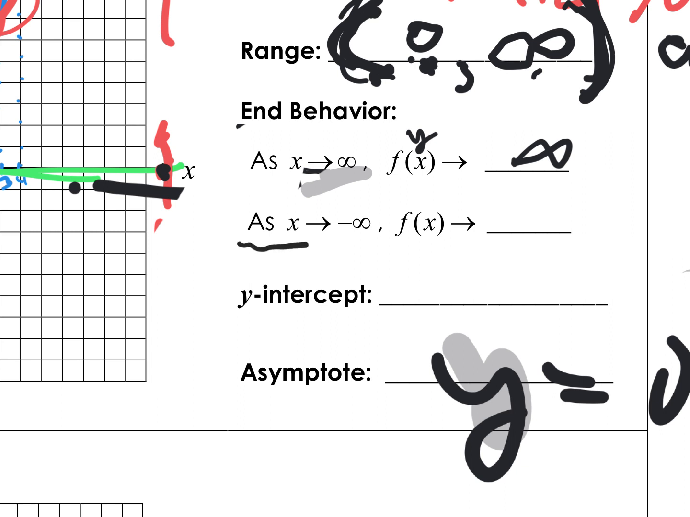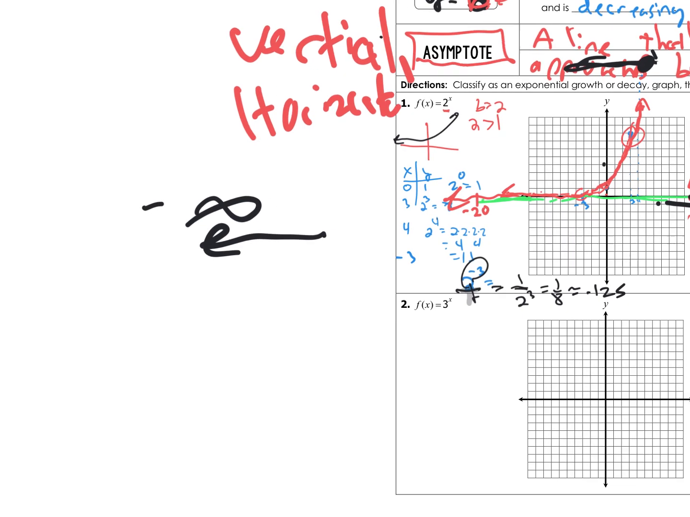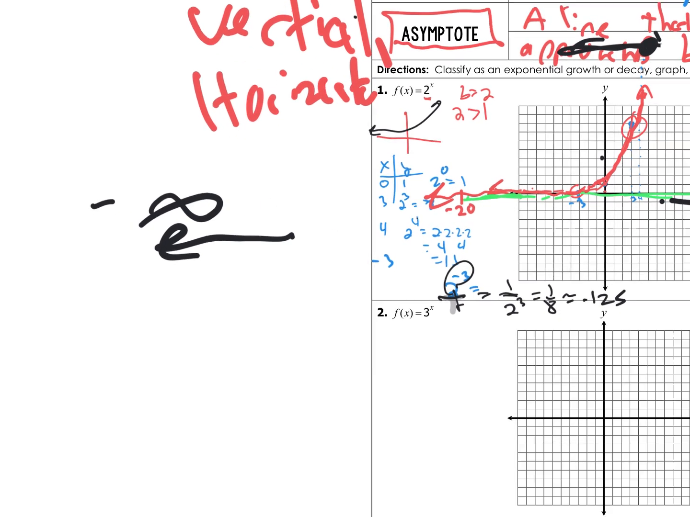As x goes to the left forever, see the negative infinity? That means this way, negative infinity. As I go this way forever, where does it look like the red graph is going? How far down is it approaching? It'll never get there, but it's getting close to it. Think asymptote. 0. Very good.